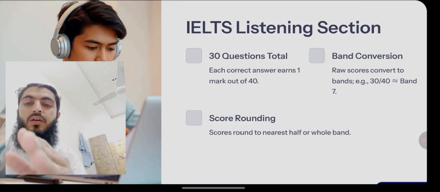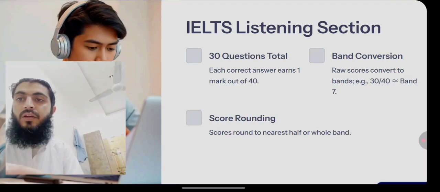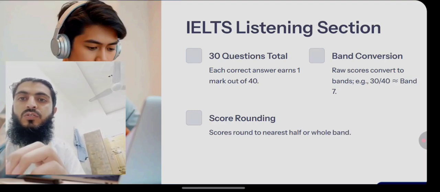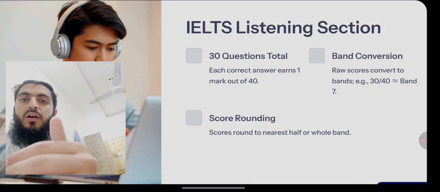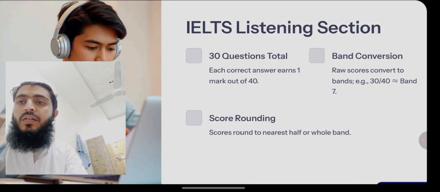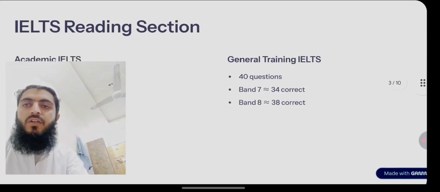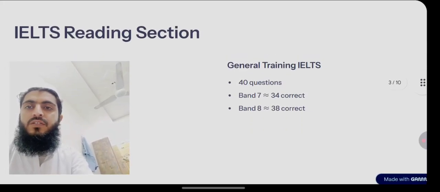For example, if you get 6.9 band, they will round it to 7 band. If you get 7.1 band, it will still be considered 7 band. So your scores round to the nearest half or whole band. Keep in mind that your 7.4 will be considered 7.5 band. So I think that's clear. Let's move forward to discuss something else.